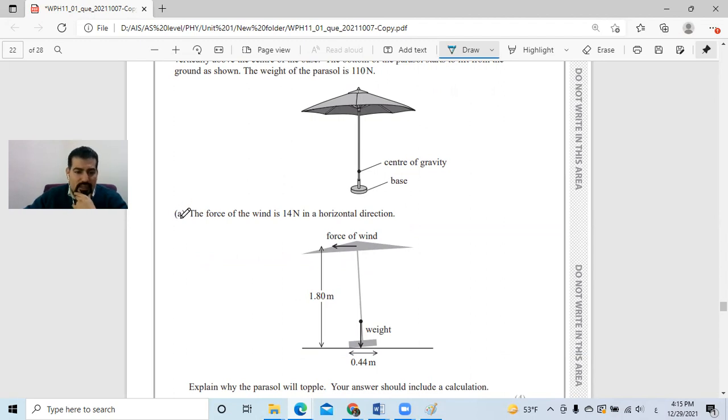So the force of the wind is 14 Newton. As you can see, it's away from the point here, which seems to be the pivot. This is the direction of the force. It makes an anti-clockwise moment above this pivot, the point of contact with the ground. The weight is exactly in the middle, so approximately half the distance of the 0.44 base, 0.22. This force of the weight causes a clockwise moment.